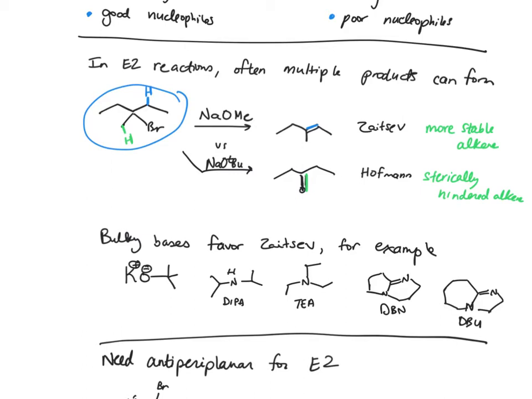You should be familiar with their names, you should be familiar with their abbreviations, and importantly with their structures. So we've got potassium tert-butoxide, diisopropylamine, triethylamine, and then DBN and DBU. And what I remember about DBN and DBU is that they've got a 6-membered ring in both cases. This should be a 6-membered ring. And then they have either a 7 or a 5-membered ring to go along with that.